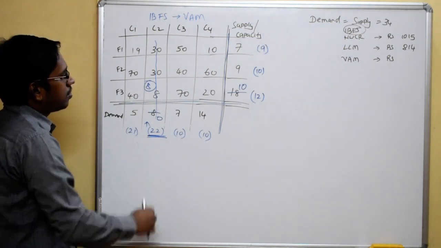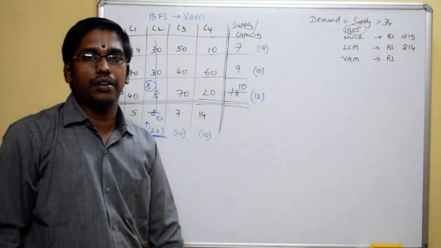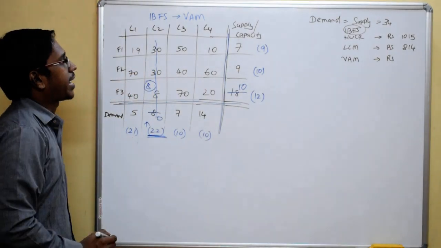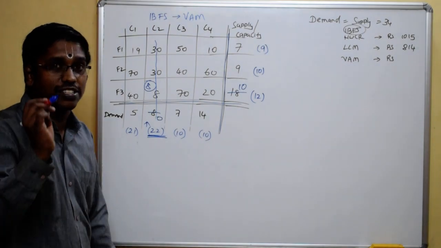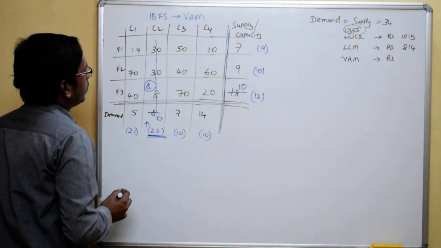ये हो गया पहला allocation. Second allocation के लिए क्या? Repeat the same step again, penalty. So this was our first round of penalty. Let's go to the second round of penalty now. अब for each allocation हमको penalties लिखना पड़ेगा. Now let's go to the second allocation.